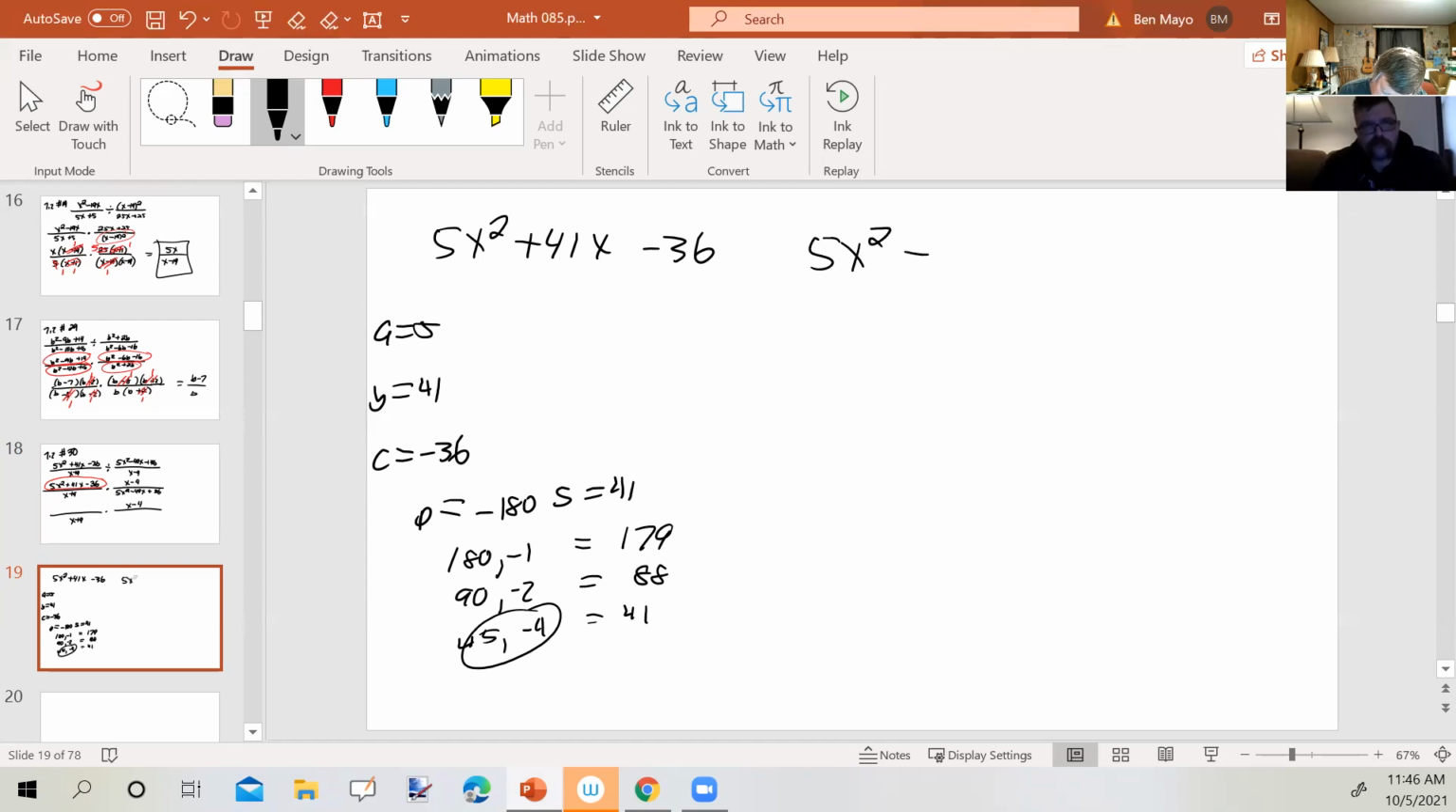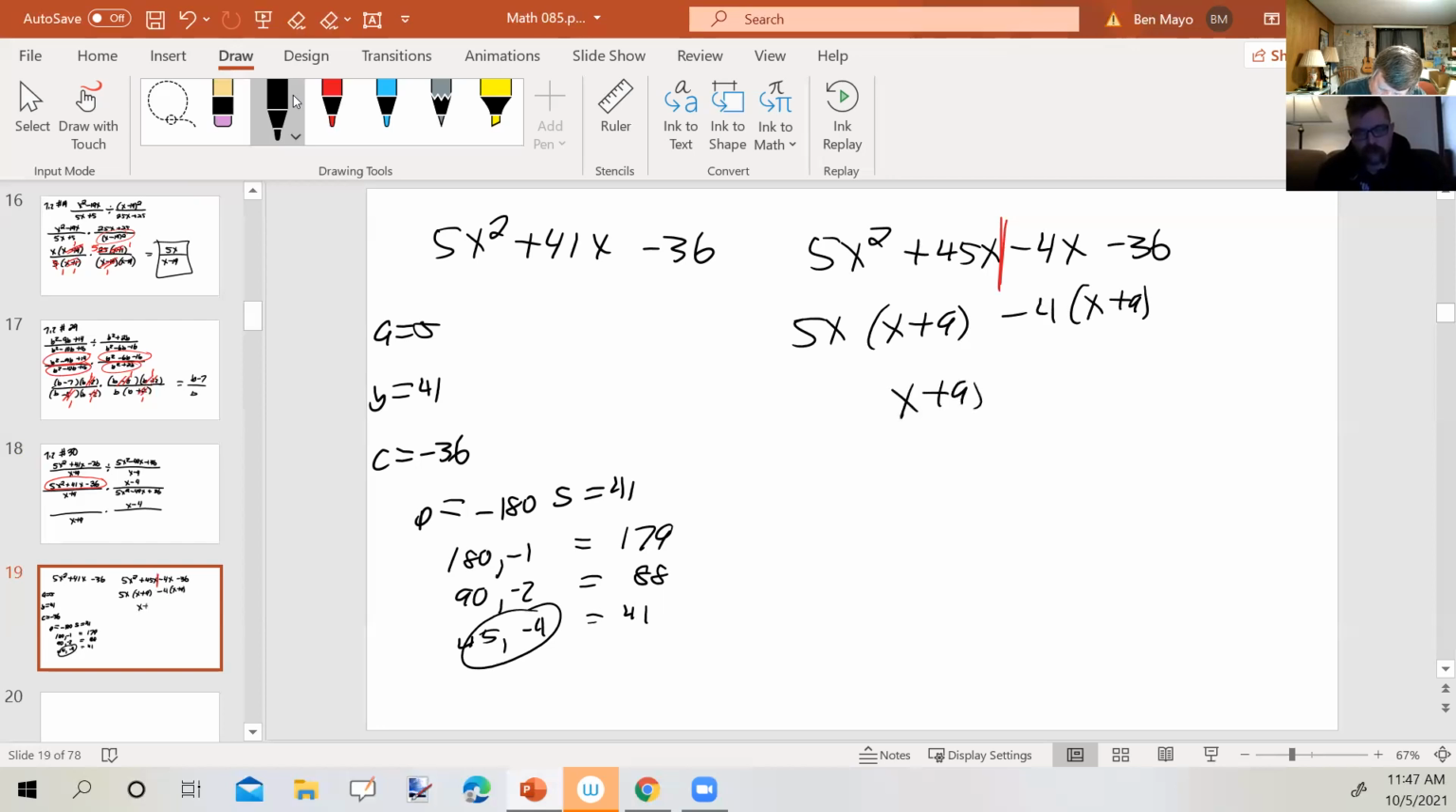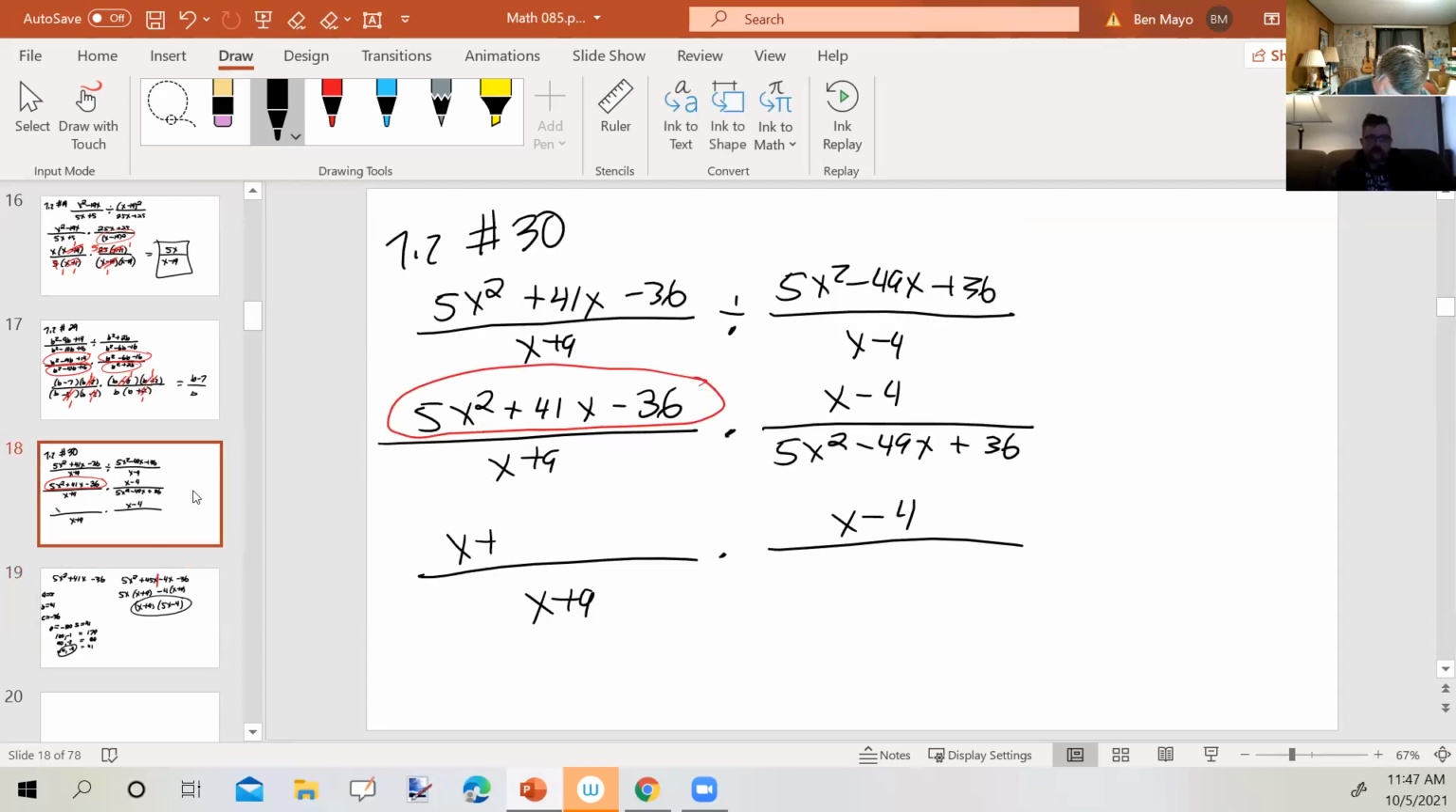So 5x squared plus 45x minus 4x minus 36. Factoring by grouping, greatest common factor 5x, leftovers x plus 9, leftovers x plus 9, minus 4 outside, x plus 9, 5x minus 4. Any questions on what I just did there? Now I'm going to take that and put it back on the previous page. x plus 9, 5x minus 4. All right.